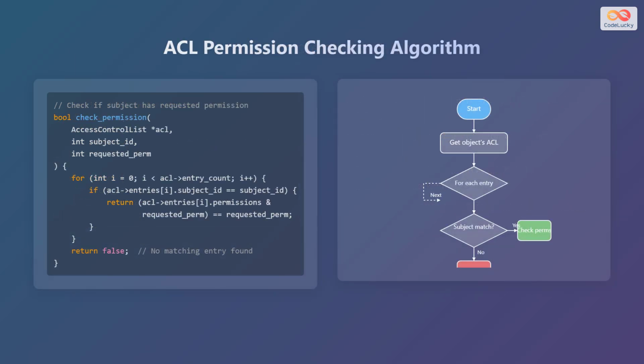Now, let's discuss the access control list permission checking algorithm with some sample code. This algorithm checks if a subject has the requested permission to access an object. The function takes an access control list, a subject ID, and the requested permission as input. It iterates through each entry in the access control list. If the subject ID in the entry matches the provided subject ID, it checks if the entry's permissions include the requested permission. If the requested permission is granted, the function returns true, otherwise it returns false. If no matching entry is found, the function returns false, denying access by default.